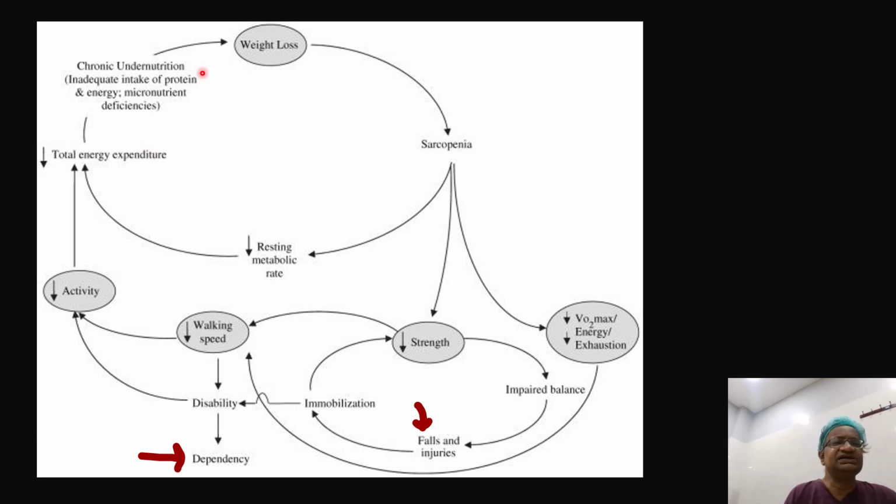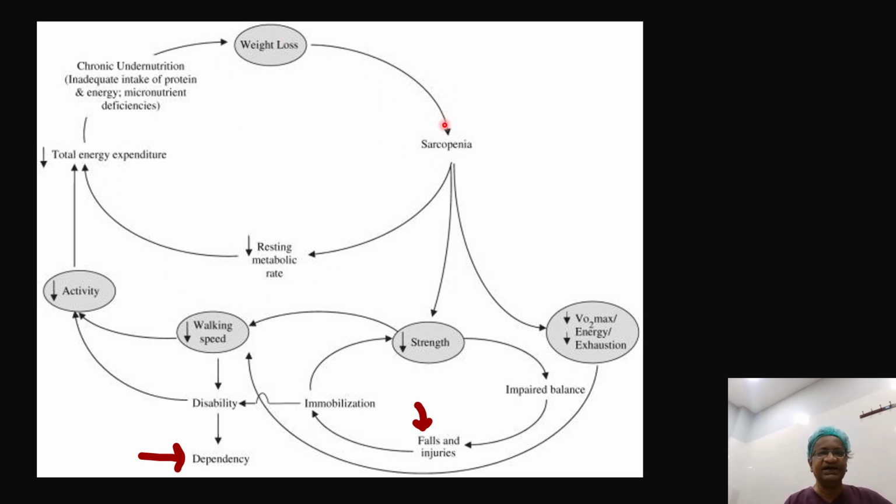Now you can see there is undernutrition, which goes into weight loss. This causes sarcopenia, meaning muscle loss. This causes a decreased resting metabolic rate. He is not moving, muscle is lost. So again, there is a decreased intake because he doesn't need it. Again, it goes to weight loss. This is a big cycle here.